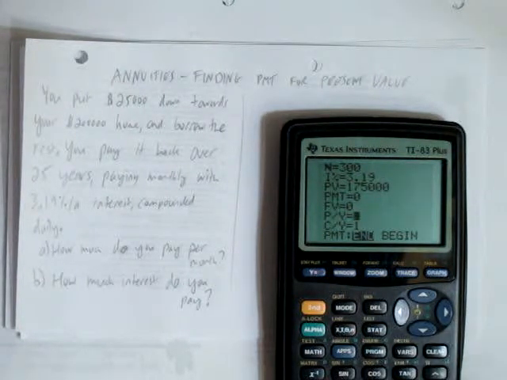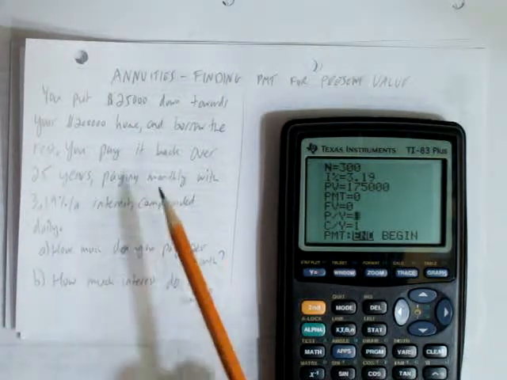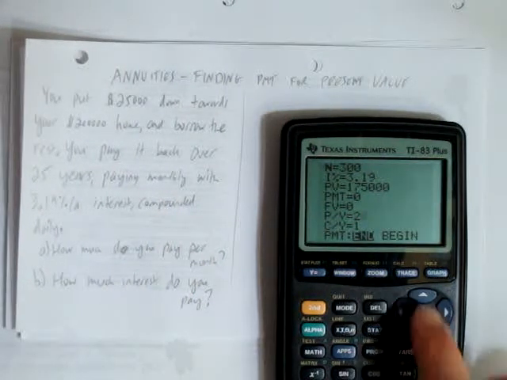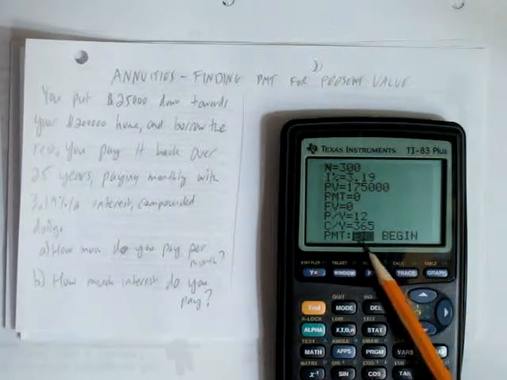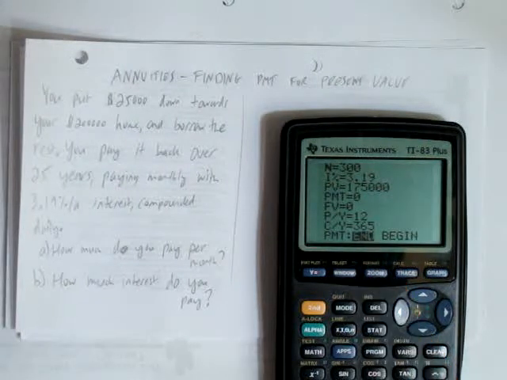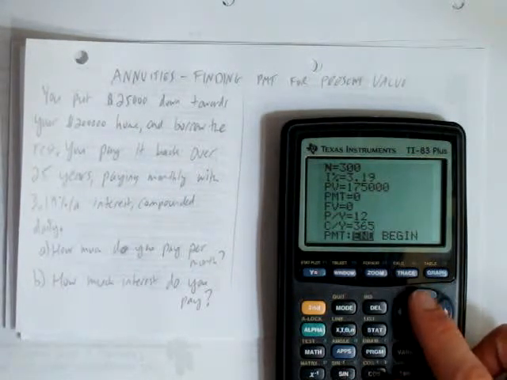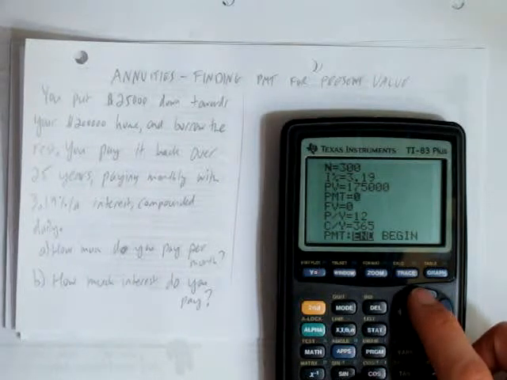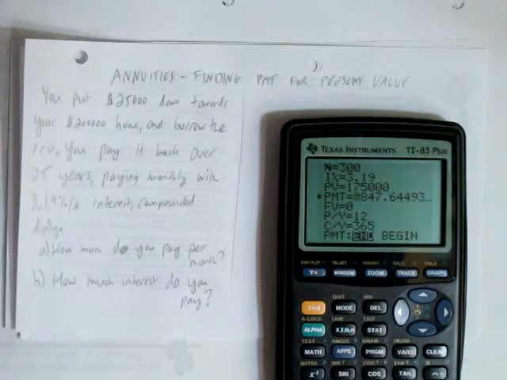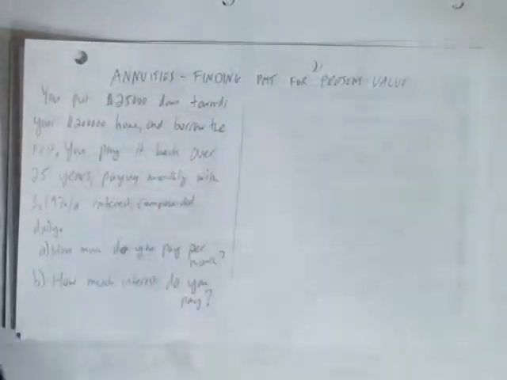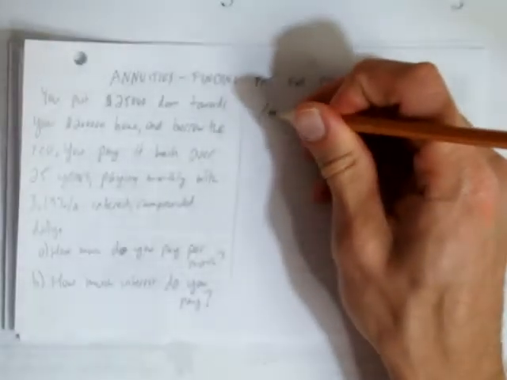The payments per year, well, it says in the problem that we'll be paying monthly, so that's 12 payments per year. But the compounds are daily, so we're getting charged interest 365 times a year. The problem doesn't say, so we'll assume that the payments happen at the end of the month, so we'll leave it as end. And now we'll solve for the payment and find out what we have to pay each month. Alpha, Enter. We have to pay $847.64 approximately. So let's write that down. So answer is A.